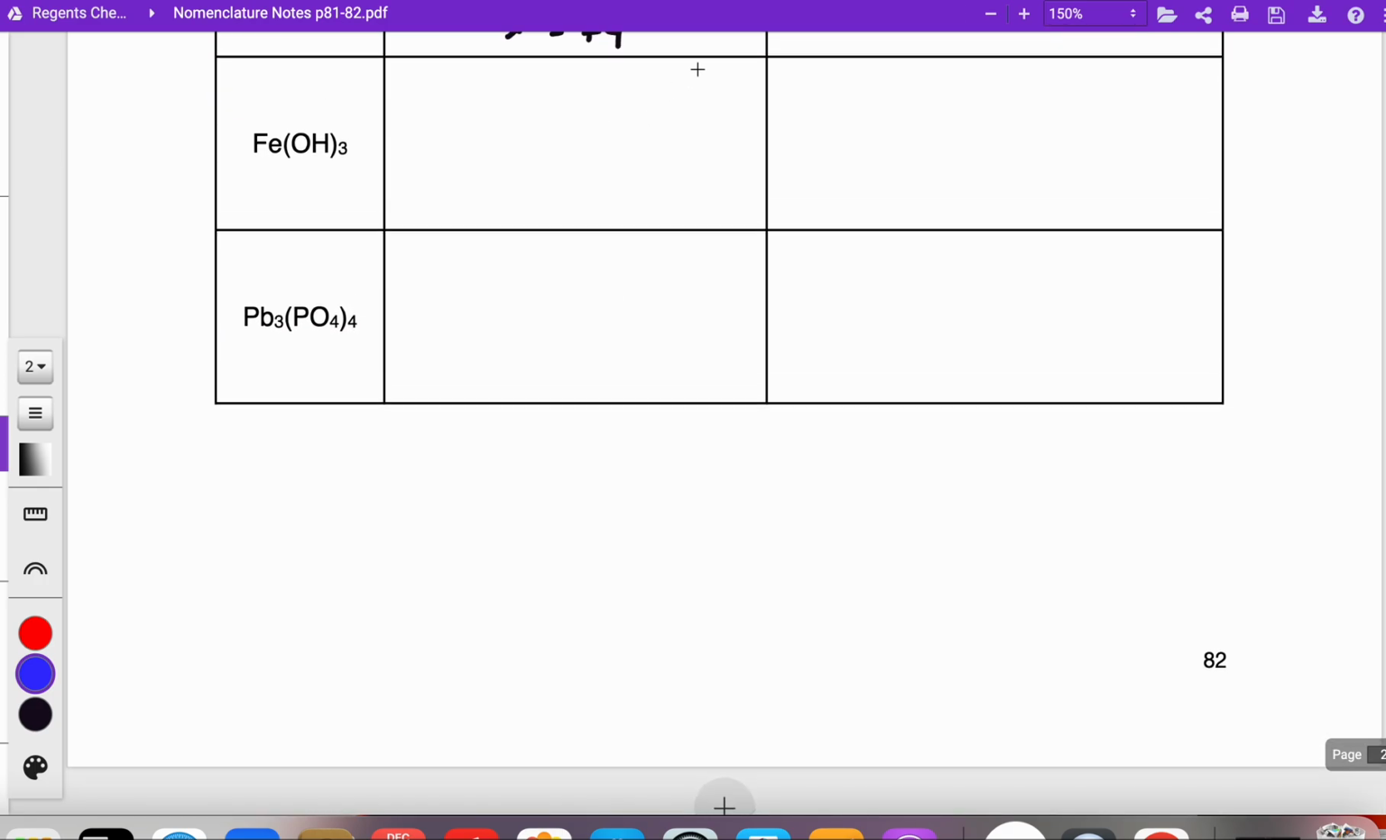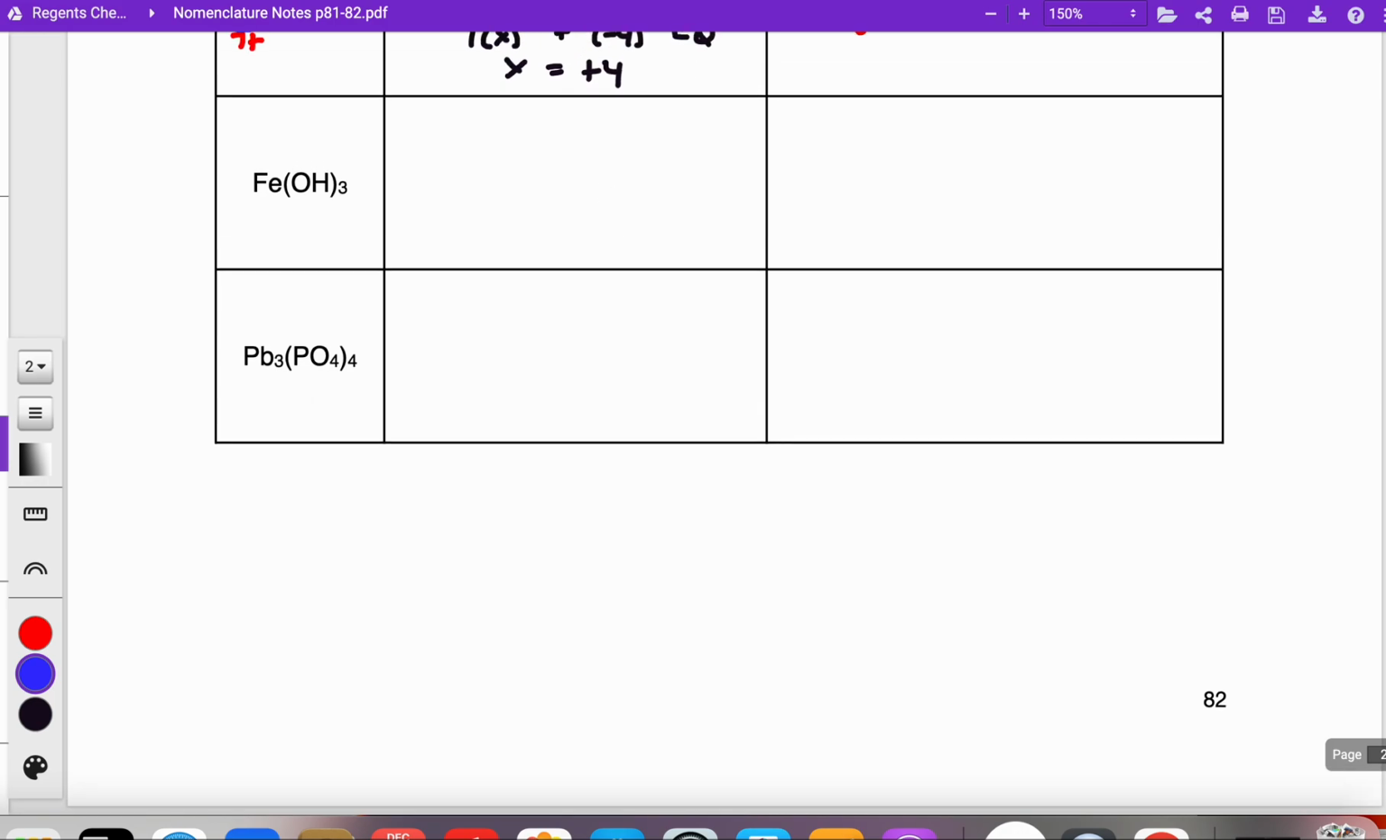Okay, taking a look at another example. We have Fe, open parentheses, OH, close parentheses, 3. So right away, because we have these parentheses in the chemical formula, that's a big clue that this is a polyatomic ion. So we go to our table E. Our second partner, according to table E, is known as hydroxide.